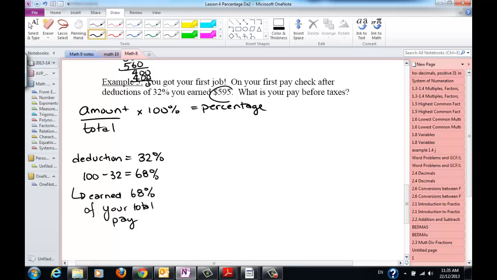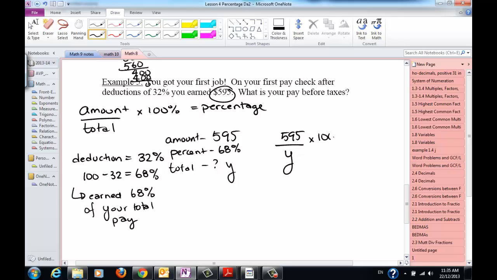You know that you earned $595 after deductions, so this would be our amount. Our percent, it's not 32%, it's the 68%, because the total that you actually got paid was $595. And we're not sure what the total amount that you would have got is. Let's call it y. So we have $595. I'm not sure what the total amount I got paid is. I multiply by 100% to get 68 percent.